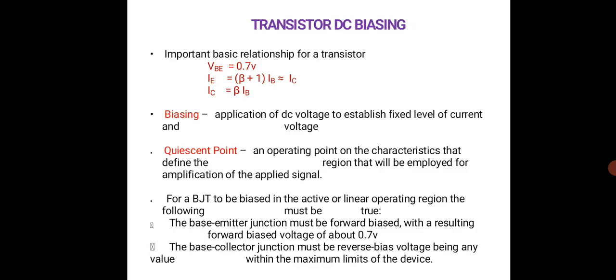For a BJT to be biased in the active or linear operating region, the following must be true. The base-emitter junction must be forward biased, which leads to a forward bias voltage of 0.7 volt, and the base-collector should be reverse biased, with a reverse bias voltage of any value, but it should not exceed the limit of the device.